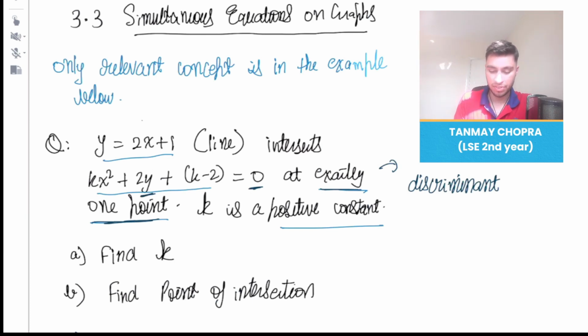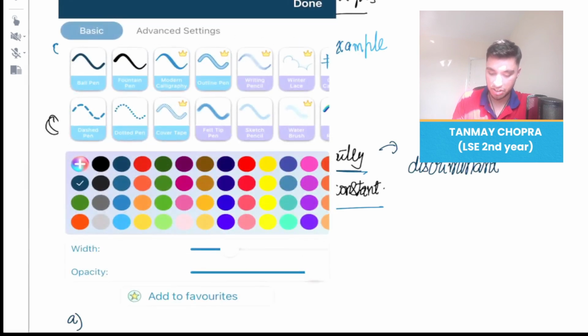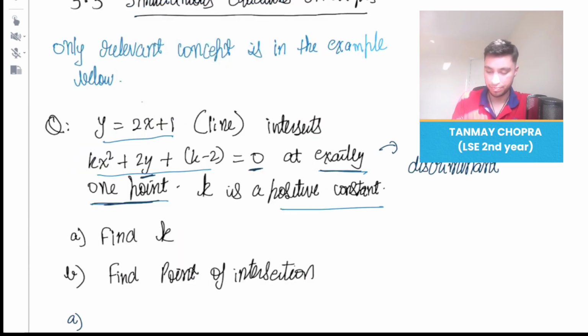Let's read the question. y equals 2x plus 1, which is a line, intersects kx squared plus 2y plus k minus 2 equals 0 at exactly 1 point, and k is a positive constant. And we are asked to find k, and we are asked to find the point of intersection. Yes, you could draw this on a graph, but let me just do one more thing.